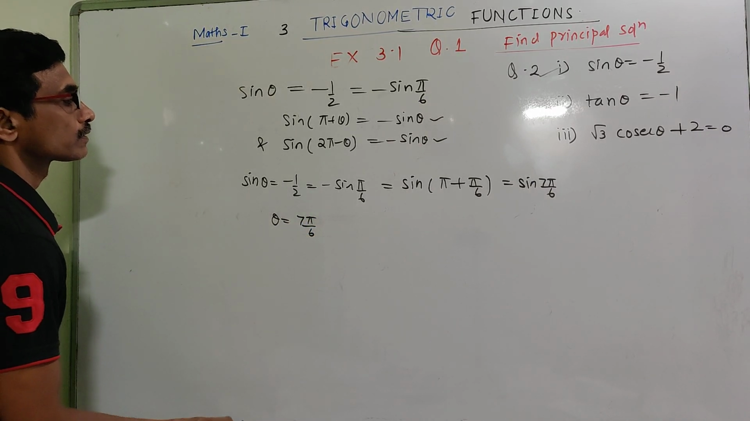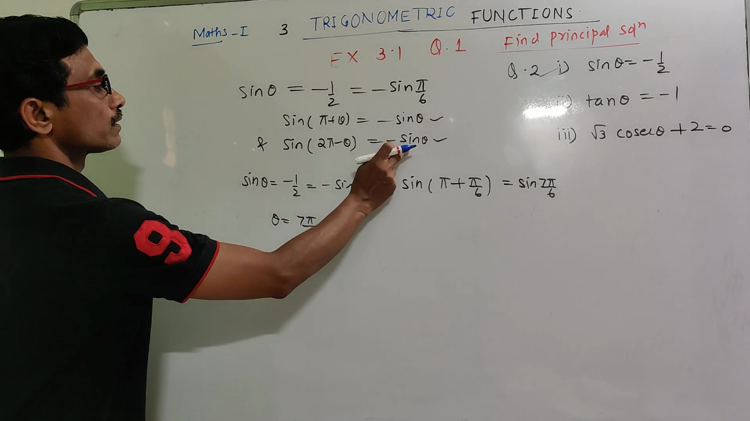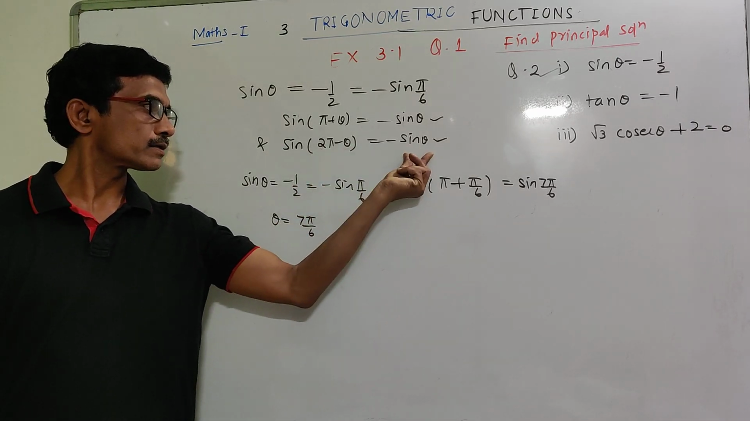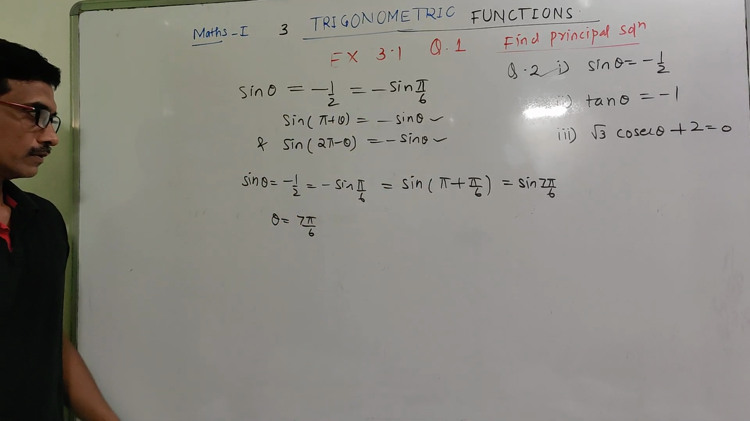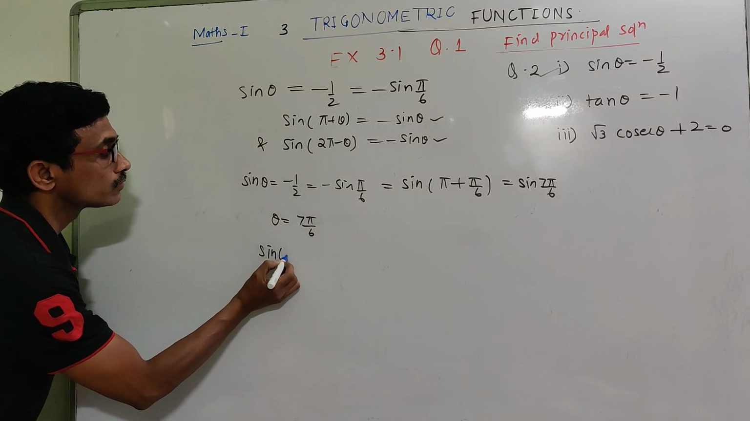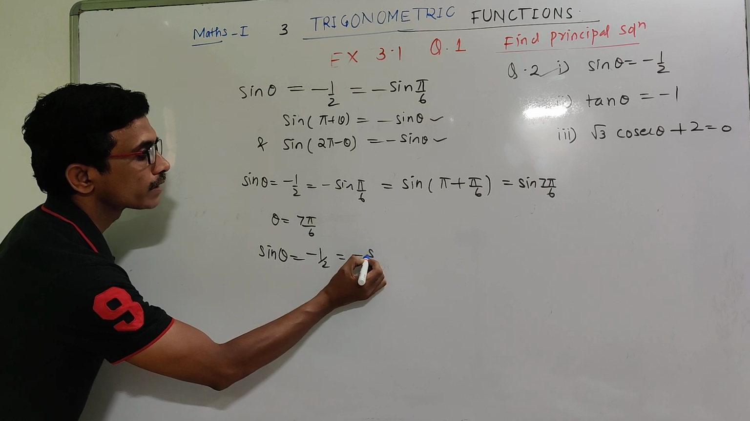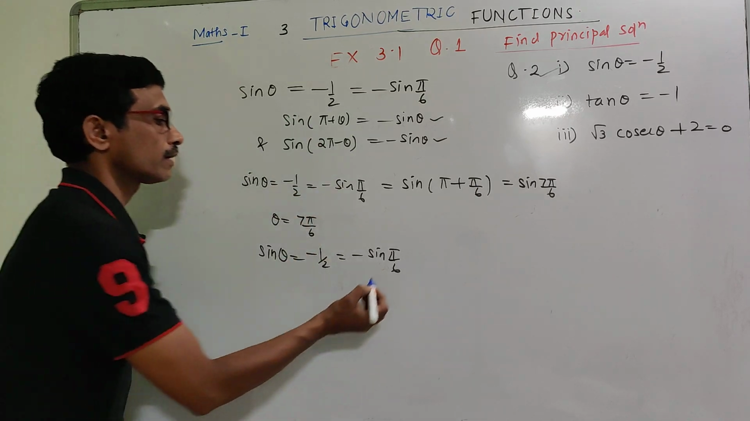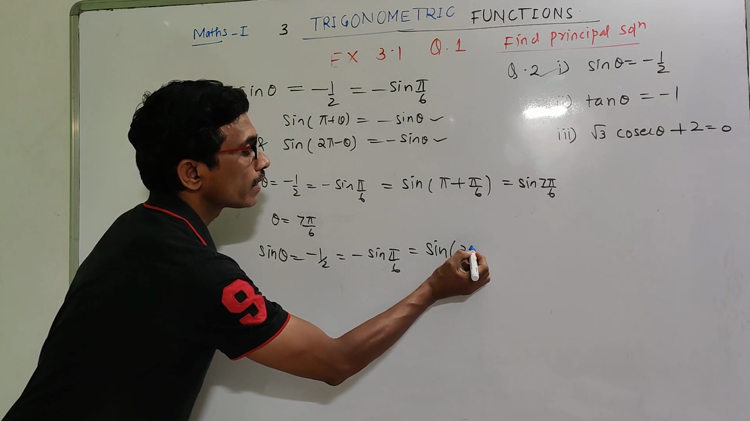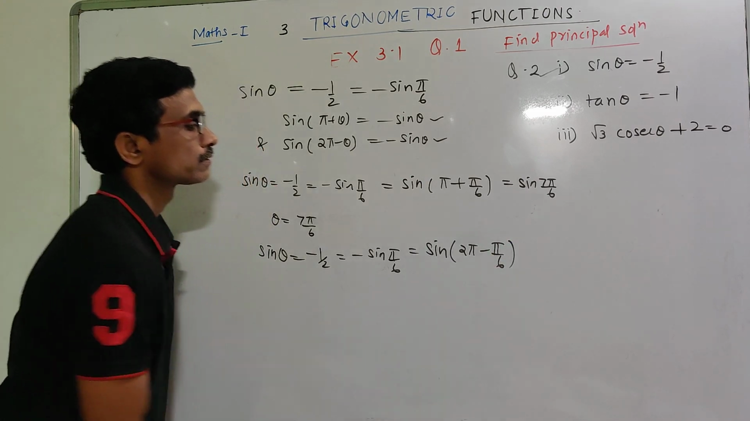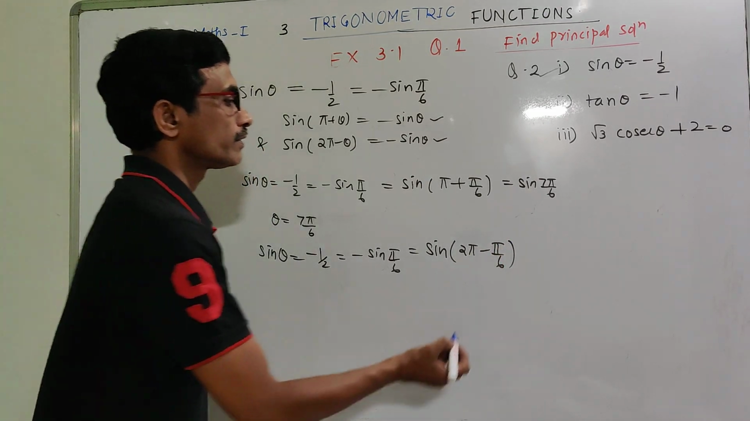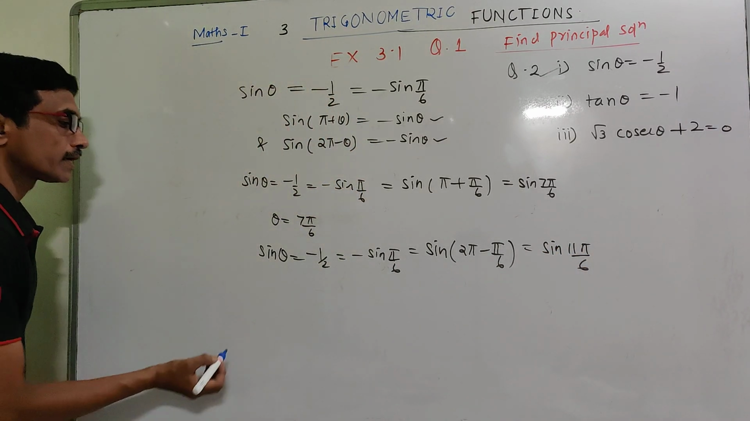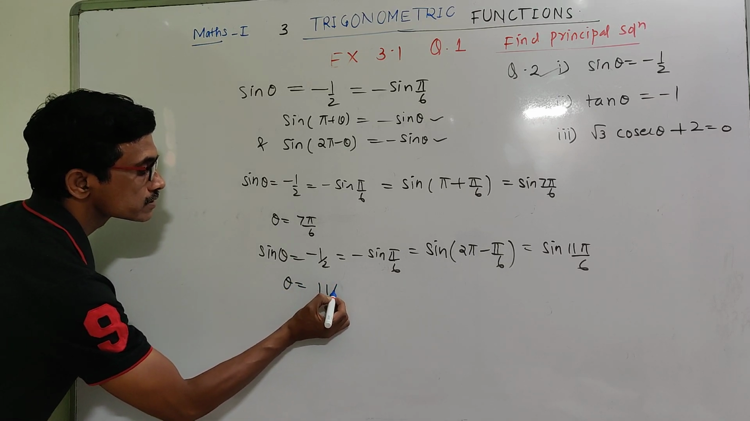Another is sin of 2 pi minus theta, which is minus sin theta. So sin theta is equal to minus 1 by 2, which is equal to minus sin of pi by 6. Minus sin theta is sin 2 pi minus theta. So it is sin of 2 pi minus pi by 6, which is 12 minus 1, that is 11 pi by 6. So another angle theta is equal to 11 pi by 6.